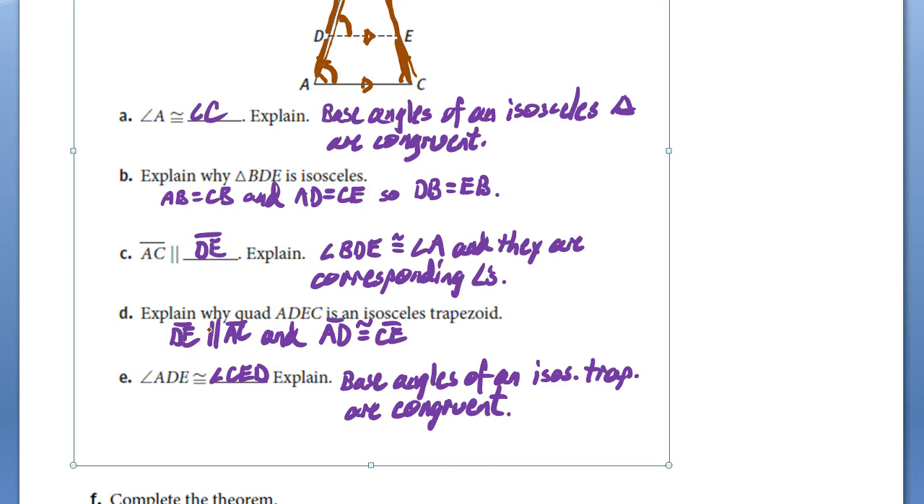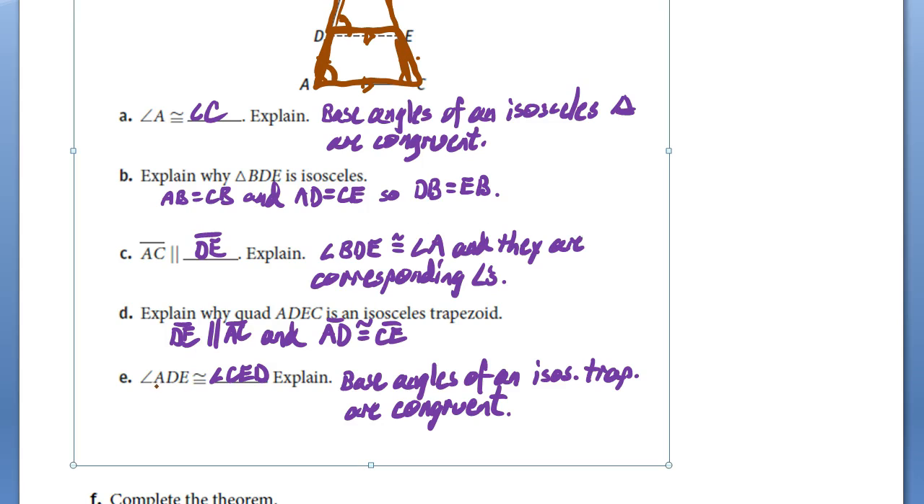Question D, explain why quadrilateral ADEC, so this bottom chunk right there, is an isosceles trapezoid? Well, to be an isosceles trapezoid, it has to have some parallel sides, and it has to have congruent legs. And that's what we had proved in earlier questions. We showed that DE and AC were parallel, and we showed that AD was congruent to EC.